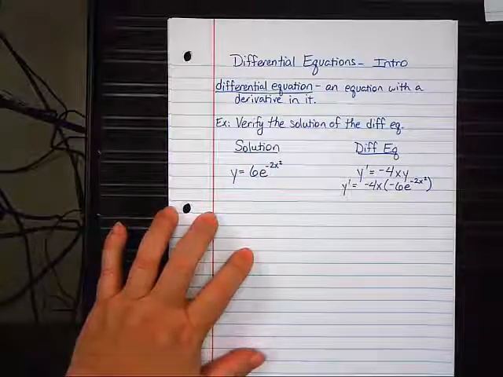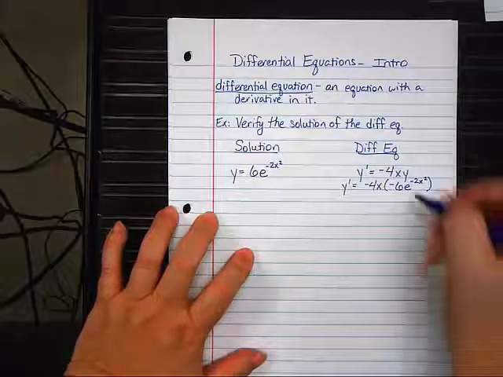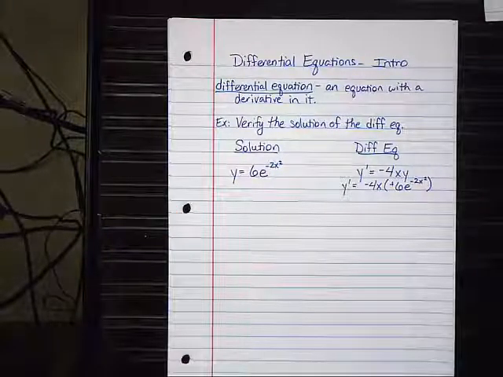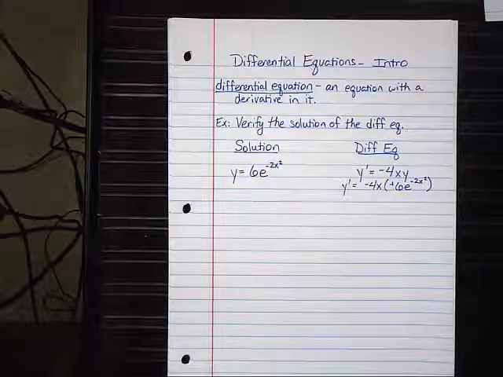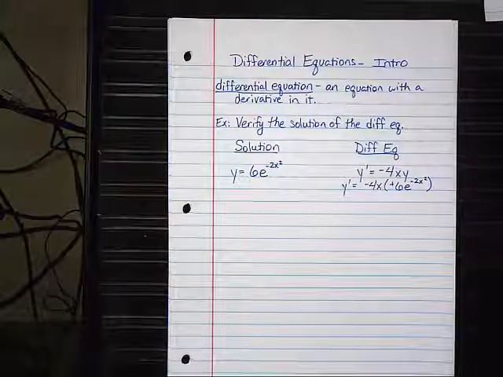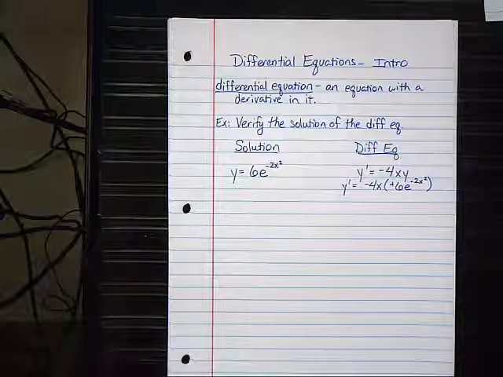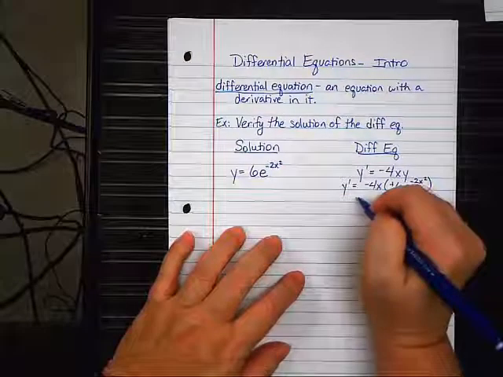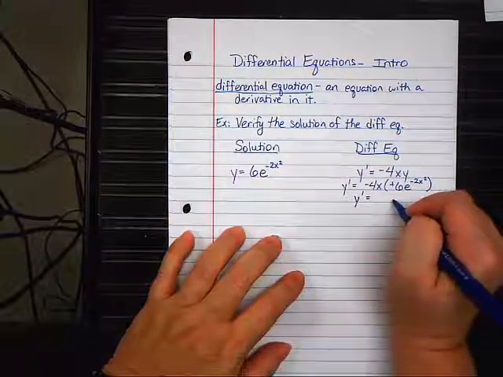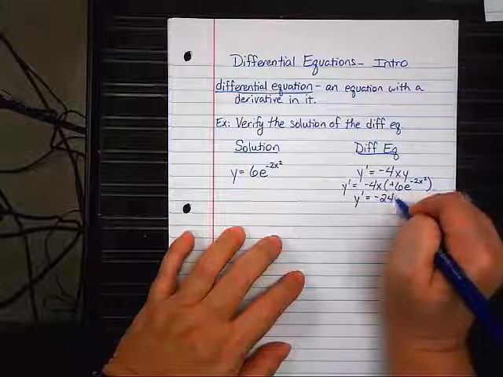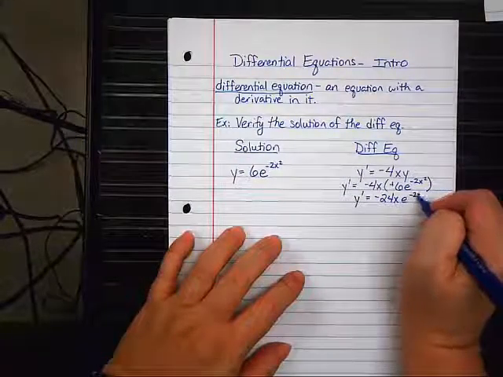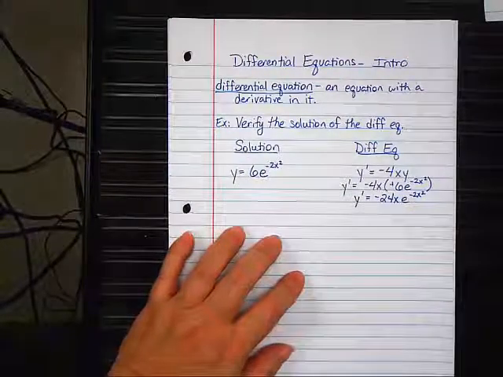Why is it negative 6? Oh, because I wasn't paying attention. Thank you. Sorry. I'm glad 4 people said, why is it negative? Okay. So, y prime equals negative 24x e to the negative 2x squared.